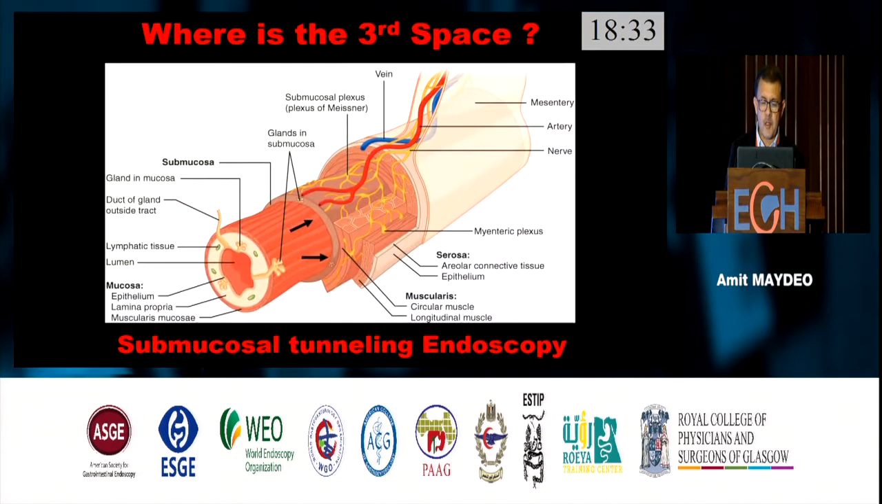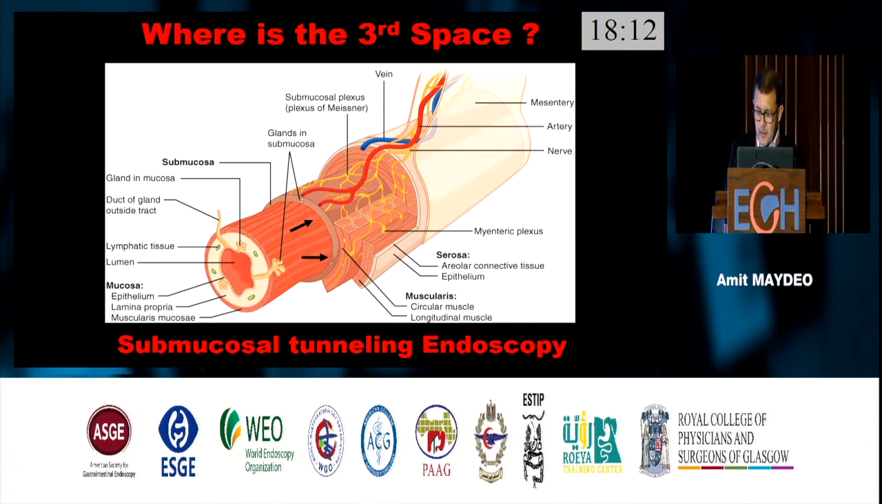And if you were to see this diagram, where exactly is the third space located? This is the mucosa, then we have the submucosa. Now you see here, this layer is the muscularis propria, and this is the muscularis mucosa. Now the layer between the muscularis mucosa and the muscularis propria is the submucosa. The submucosa is the third space.